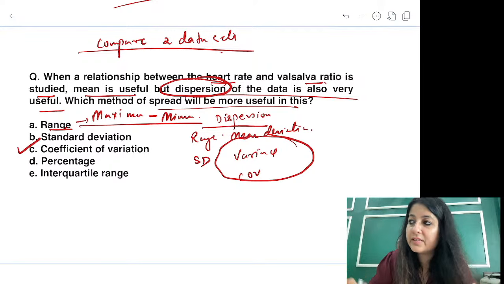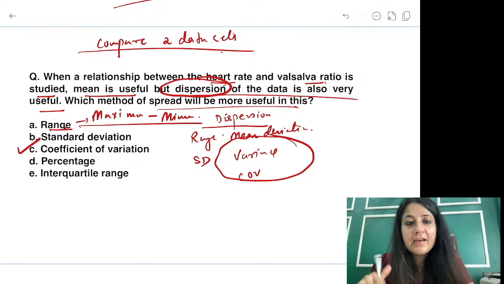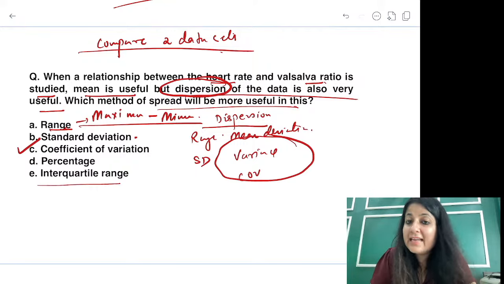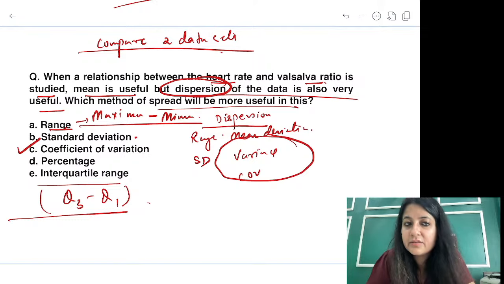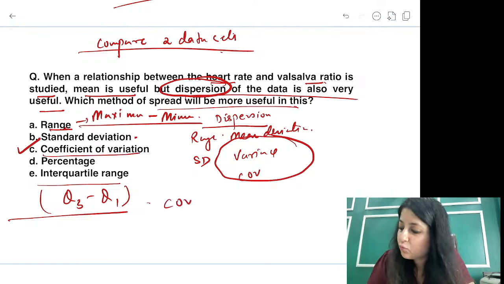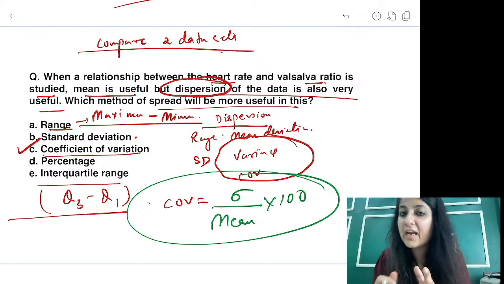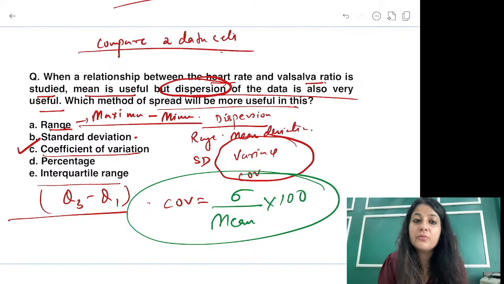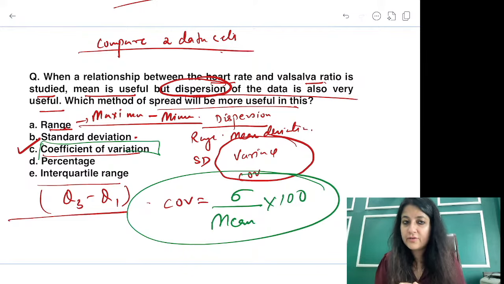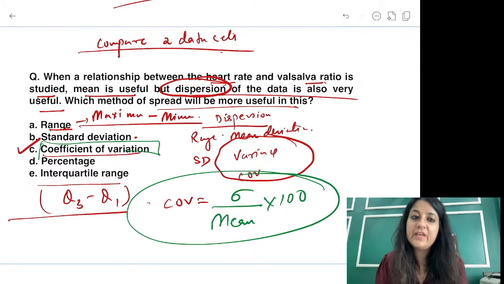In a class of 100 students, maximum weight is 100 kg, minimum weight is 50 kg. So what is the range? 100 minus 50. Standard deviation we have just done. Interquartile range is Q3 minus Q1. These are measures of position. Coefficient of variation: what is its formula? Standard deviation upon mean into 100. And whenever you have to compare two data sets, the measure of dispersion you can use is coefficient of variation, or you can use variance.